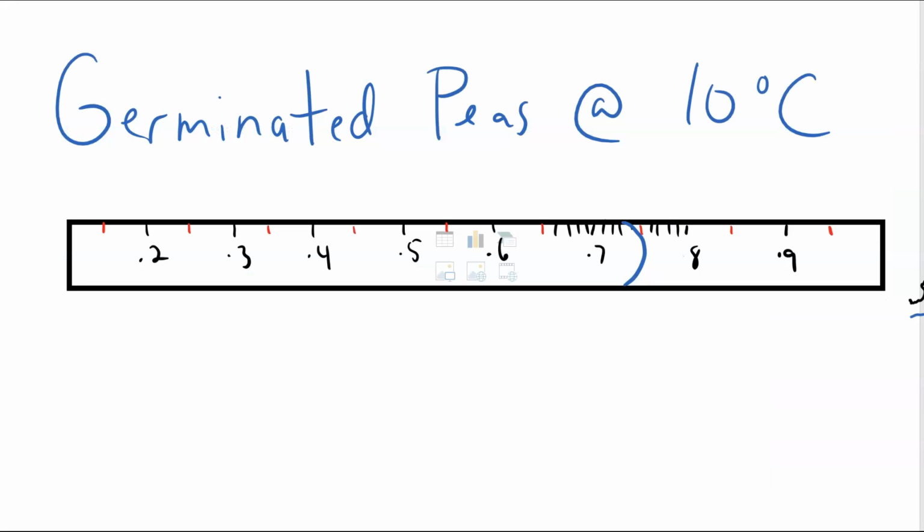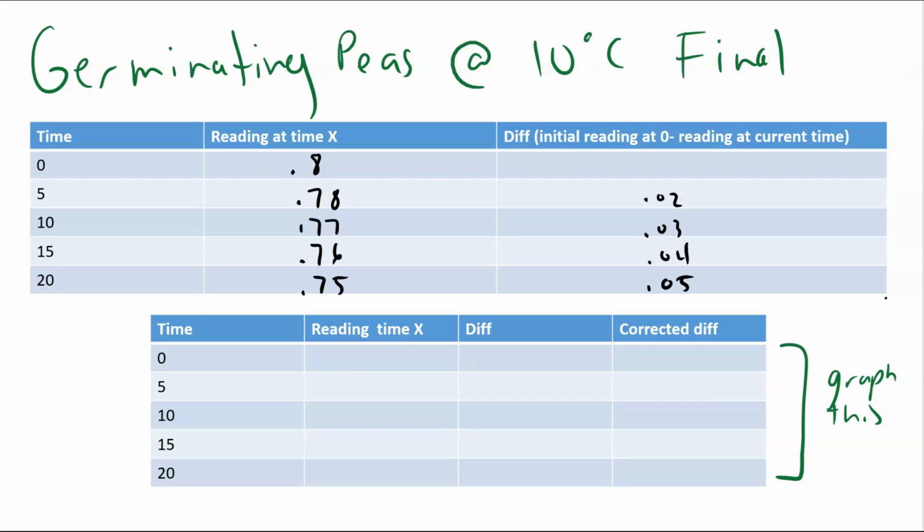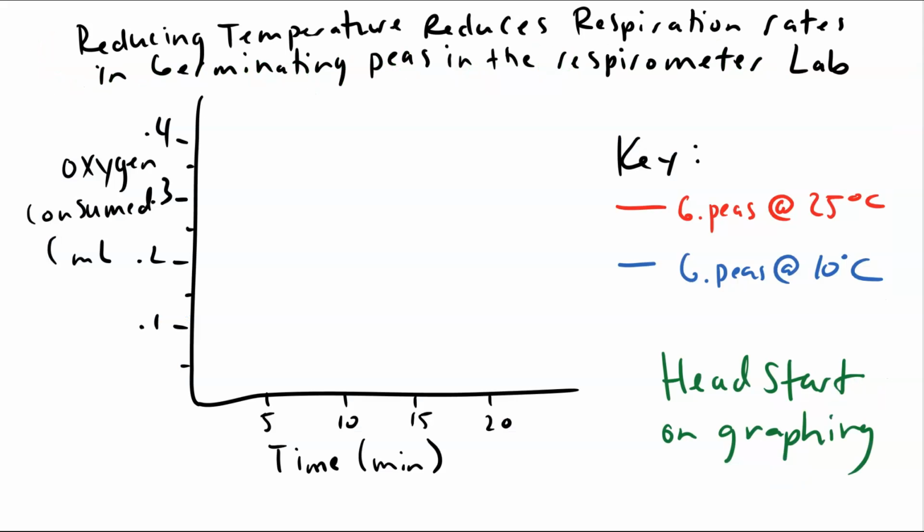So here's germinated peas at 10 degrees Celsius at time point 0. So I put the respirometer in. The water bubble goes all the way to 0.75 at 5 minutes, at 10 minutes, at 15 minutes, at 20 minutes. So go ahead and calculate your data there. And I'm going to give you a head start on your graph as well.